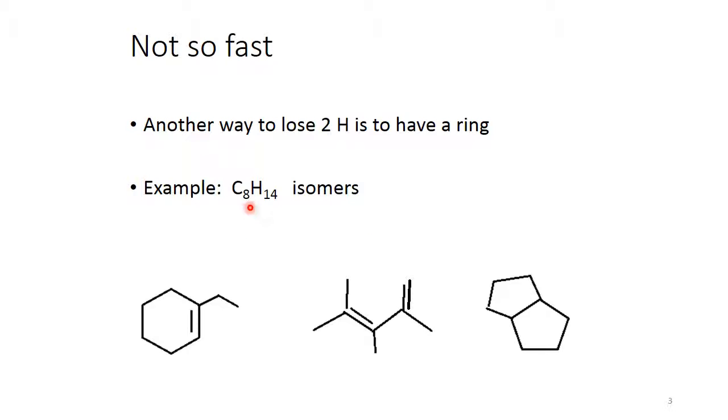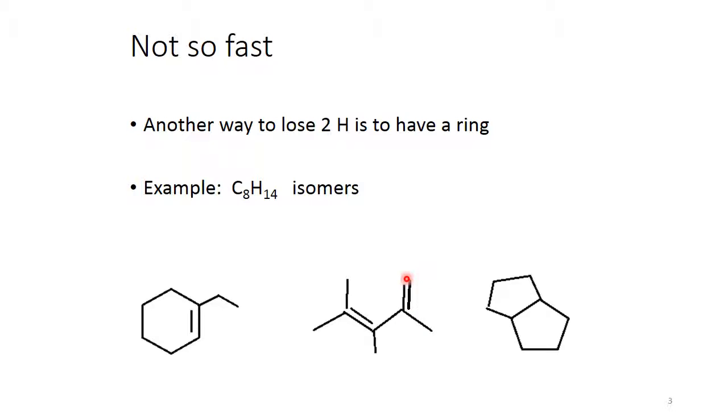If I look at C8H14 isomers that are possible, there are more possible than these, but let's just look at 3 possibilities here. You can see this is C8H14. There's 1 ring and 1 double bond. You can count up all the hydrogens if you want to: 1, 2, 3, 4, 5, 6, 7, 8, 9, 10, 11, 12, 13, 14. And in this compound, it's C8H14.